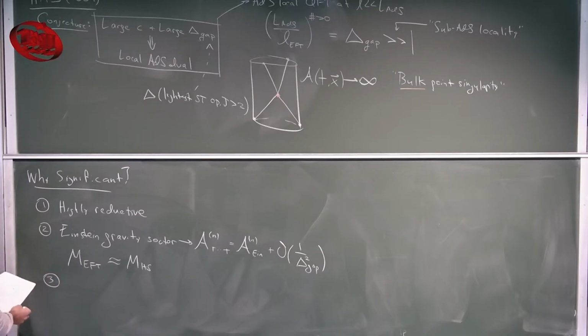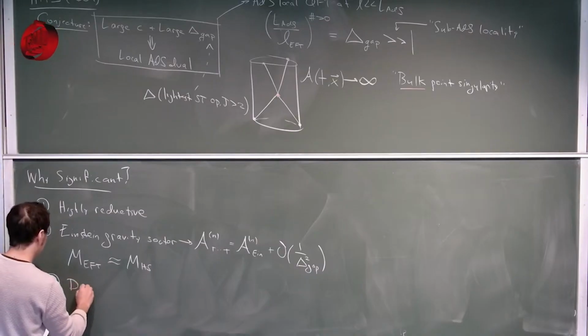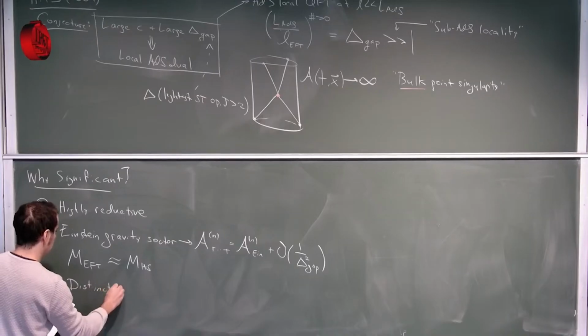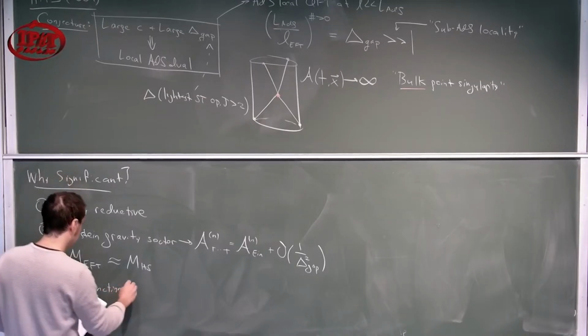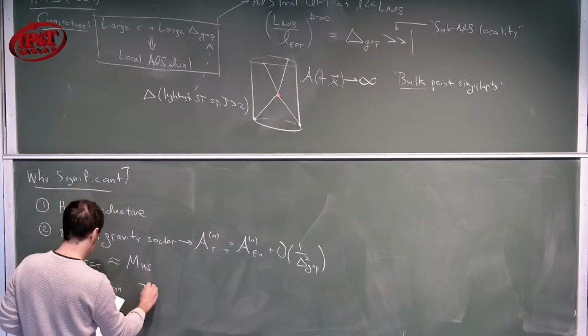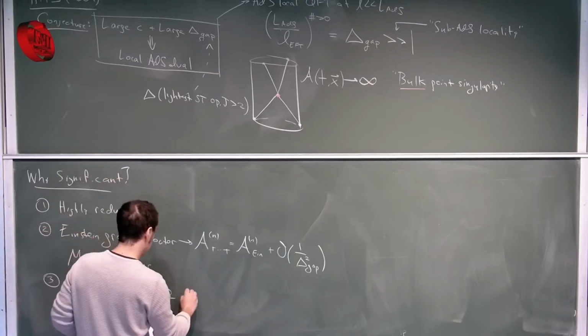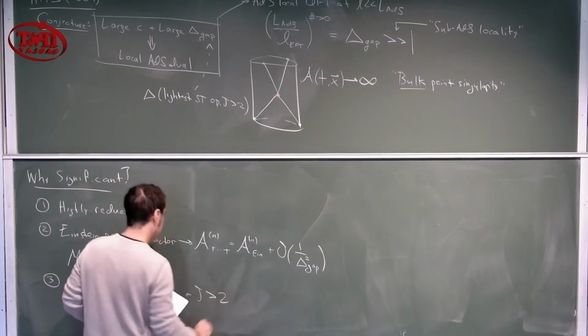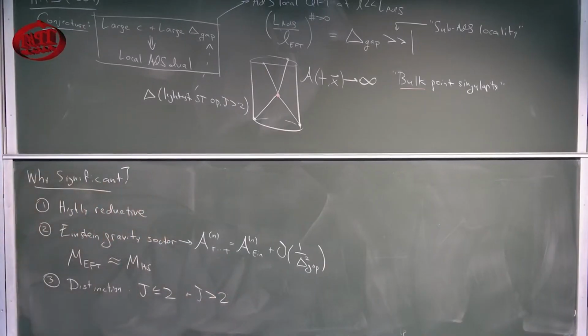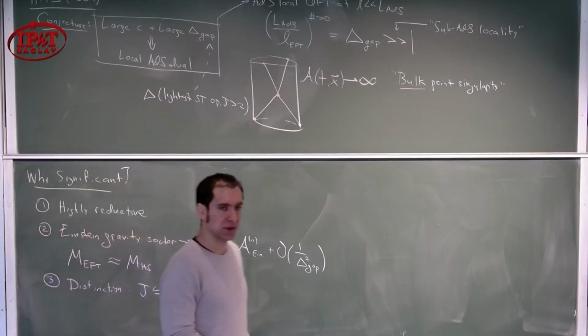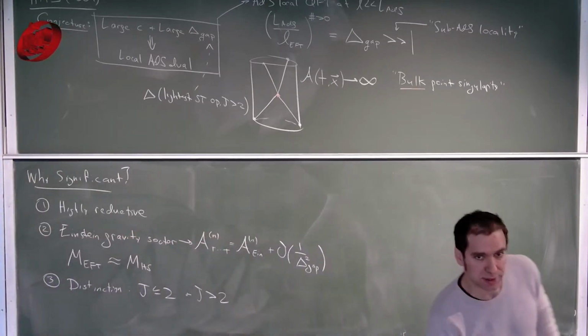The third thing, which is interesting and significant, is that there is a sharp distinction between low spin and high spin. And that's something that tells us maybe we should look out for interesting signatures of higher spin operators in CFT correlators.